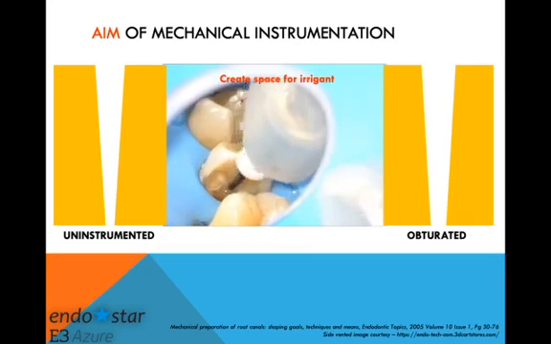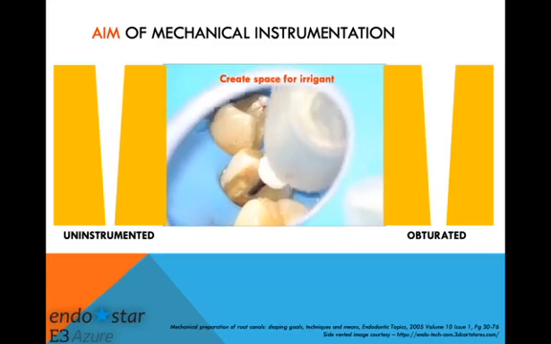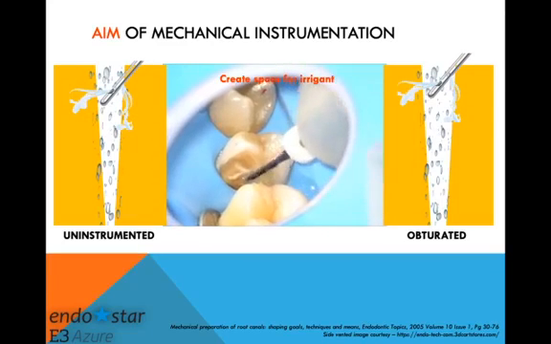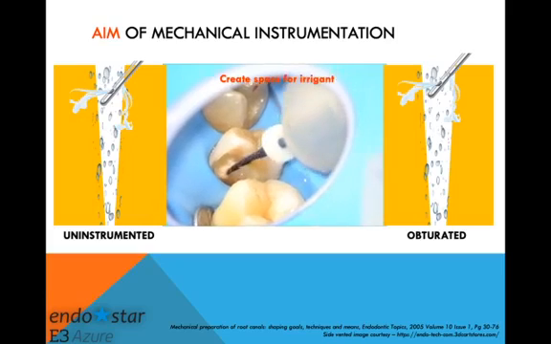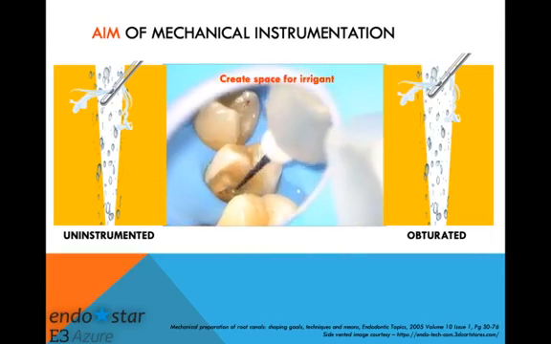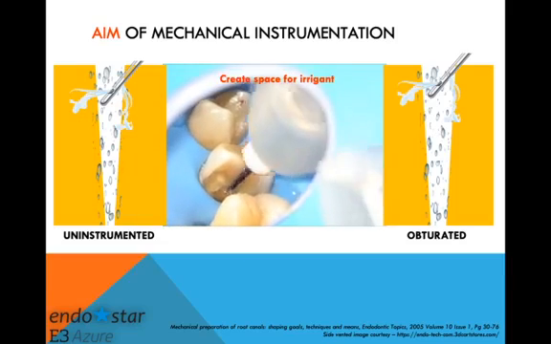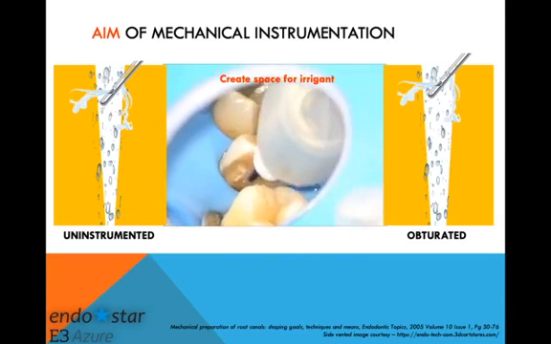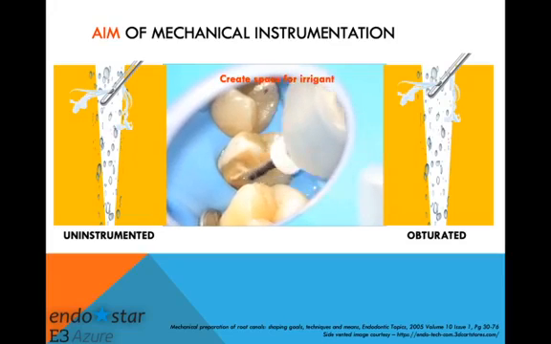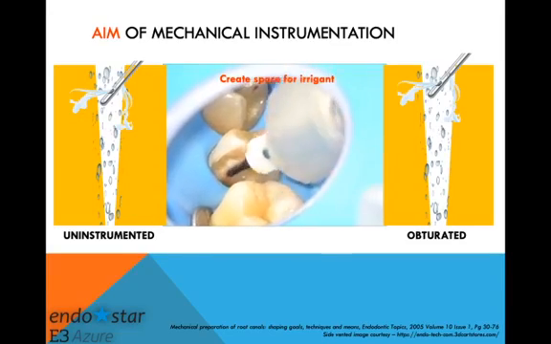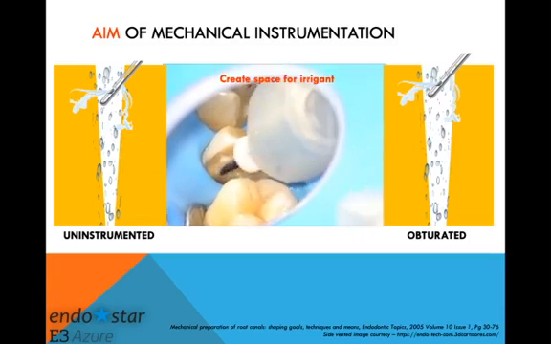Now, whether I have an uninstrumented canal or an obturated case, in case of a retreatment, the entire goal of my mechanical instrumentation is to create some kind of space in the root canal so that my irrigant reaches the apical third. So the primary goal of any mechanical instrumentation is that the irrigant, my sodium hypochlorite, should reach the apical third. Once it reaches the apical third, wherever my files cannot reach, the sodium hypochlorite should reach those areas and clean very effectively.